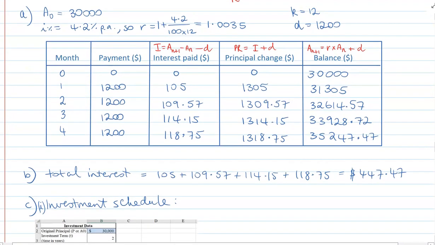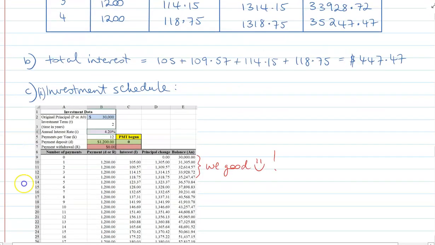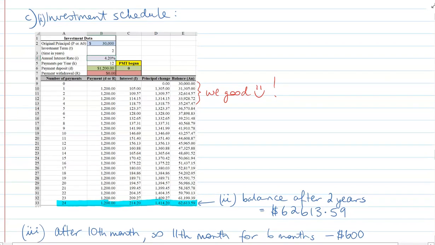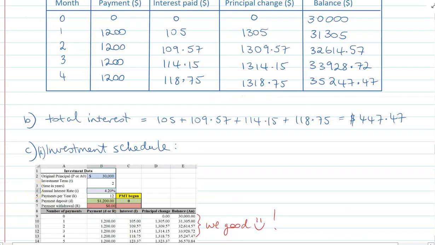When we look at the answer for A, hopefully your payment schedule looks something like mine. I've just popped in the headings there, and the formula I used to calculate those values. For part B, the total interest, you can use the formula we learned in the previous lesson. However, it's super simple just to add up the total of those 4 months' interest worth to get $447.47. For part C, we're just putting together that investment schedule to check that the amounts we have are correct. So you can see that matches what we did by hand above.